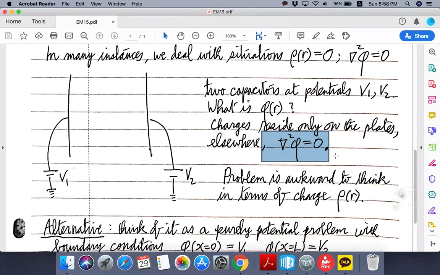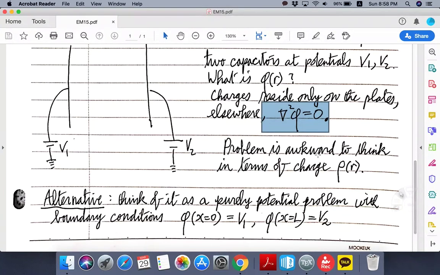Okay, so here's the new and fundamental philosophy in solving this problem. Although we know that the potential ultimately arises from the charge, we don't really try to solve this problem in terms of the charge. We try to solve this problem entirely in terms of the potential.